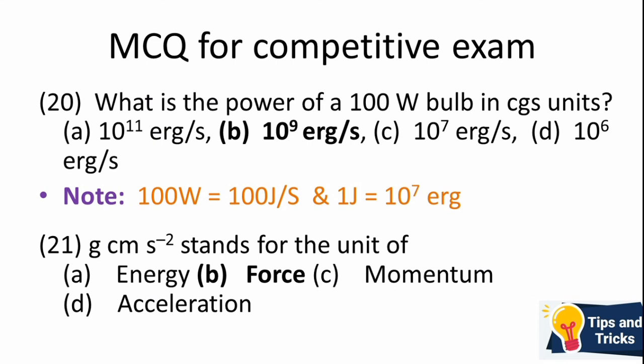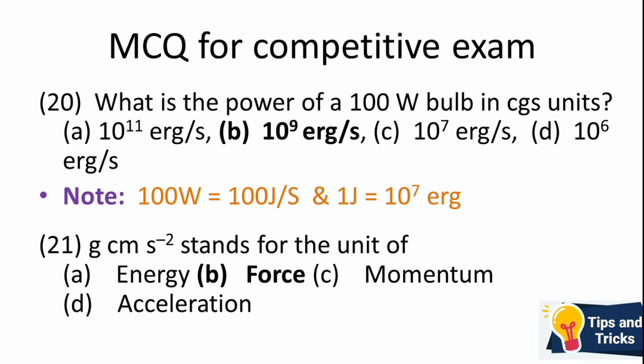So now we have a 100-watt bulb. We can write 100 watt as 100 joules per second. And we know the conversion is, for 1 joule it is 10 power 7 ergs. Now let us substitute 10 power 7 ergs in place of joule. So 100 watt will be equal to 100 into 10 power 7 ergs per second. So after simplification we get 100 watt is equal to 10 power 9 ergs per second. So the correct option for question number 20 is B.